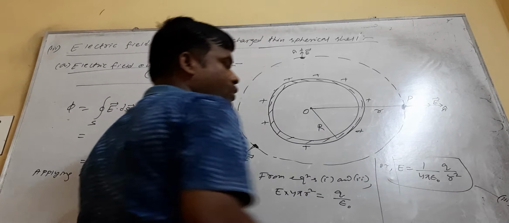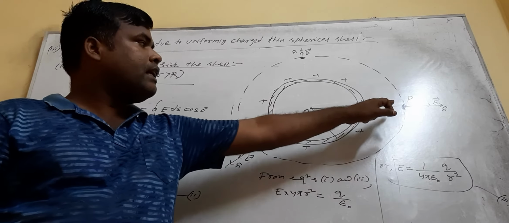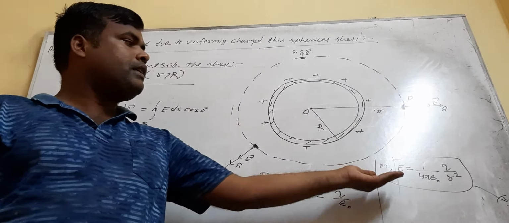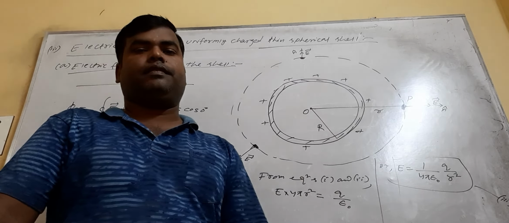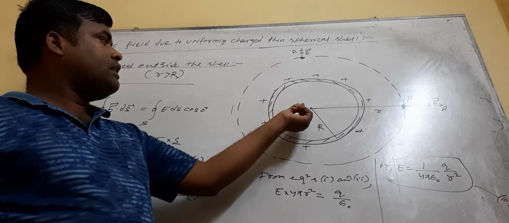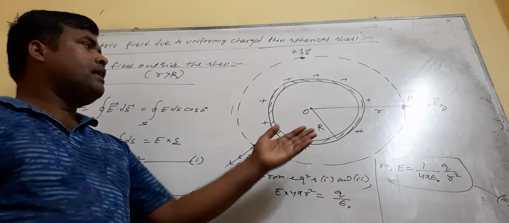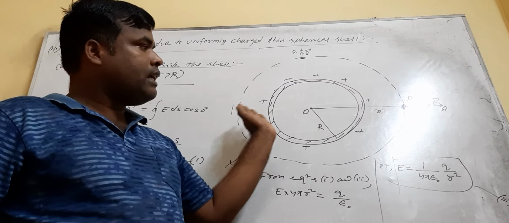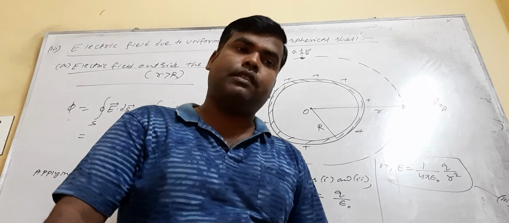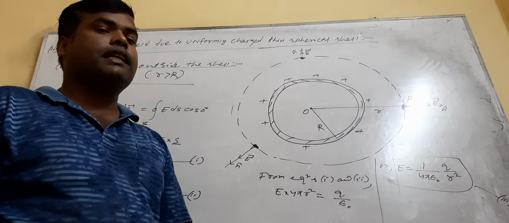This expression is for the electric field at any point P outside the spherical shell. It looks like the expression for the electric field due to a point charge, as if the whole charge is concentrated at the center. So remember, the electric field due to a spherical shell at any point outside is equivalent to that of a point charge, as if the whole charge is concentrated at the center of the shell.